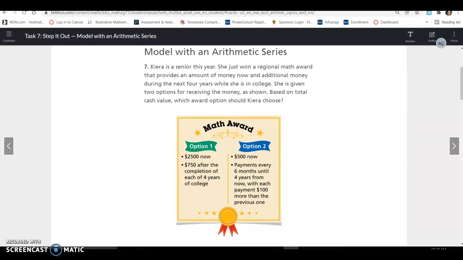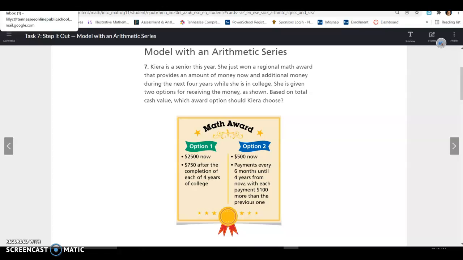Lesson 13.2, Task 7. Model with an arithmetic series. Kiara is a senior this year. She just won a regional math award that provides an amount of money now and additional money during the next 4 years while she is in college. She is given 2 options for receiving the money as shown. Based on total cash value, which award should Kiara choose?